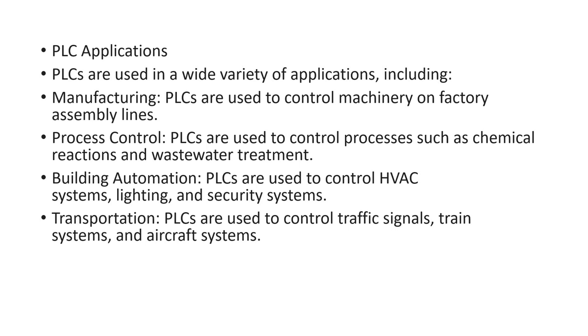It is used in building automation. PLCs are used to control HVAC, that is heating, ventilation and air conditioning systems, lighting and security systems. Then transportation. PLCs are used to control traffic signals, train systems and aircraft systems. The traffic signal, that is red light, green light, yellow light, and the timing is controlled through the PLC, because PLC doesn't require any timer hardware. In the logic system we can build the timer, and through that the traffic signal is controlled.